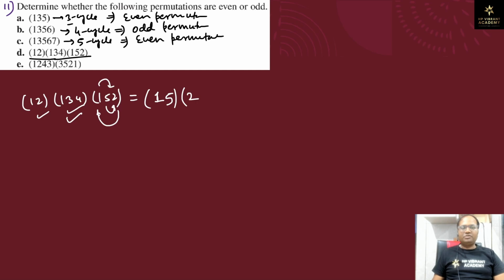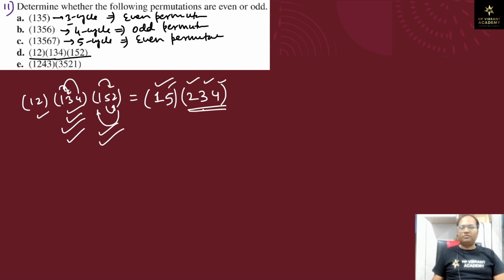Now let us start with 2. 2 goes to 1, 1 goes to 3, 3 goes to 4, and 4 goes to 1, and 1 goes to 2. So this is closed. All the elements 1, 2, 3, 4 and 5 are covered.